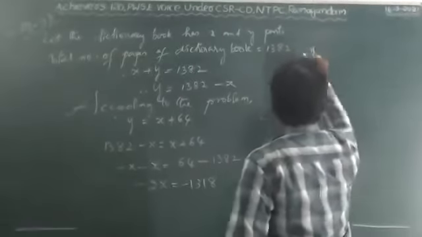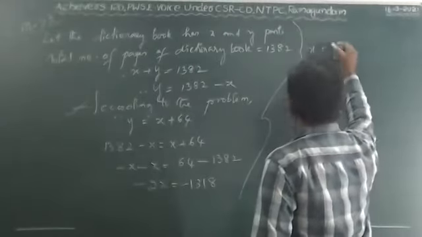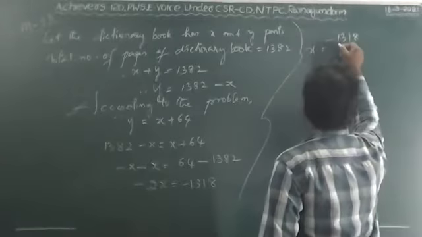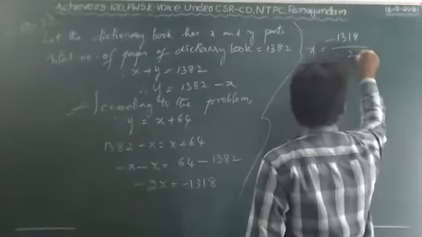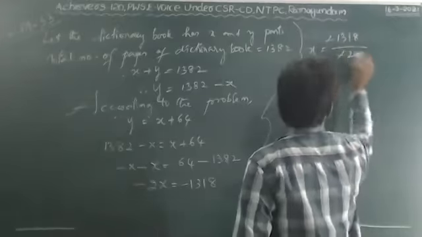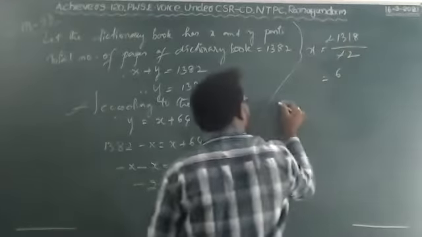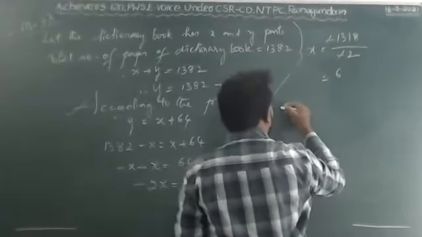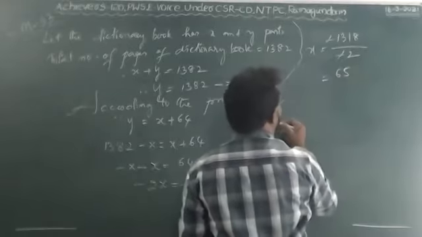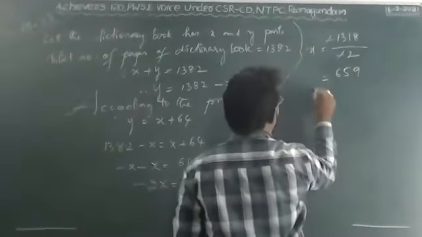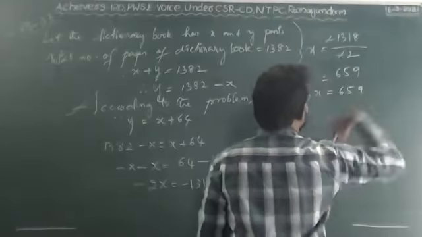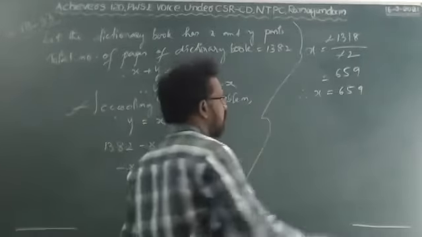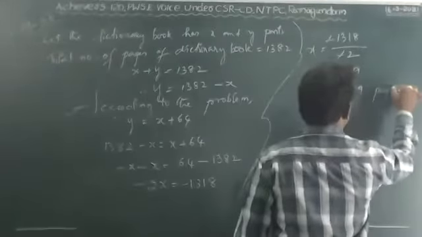Yes, x is equal to what? x is equal to minus 1318 divided by minus 2. Minus minus get cancelled. 2 ones are 2, 2 sixes are 12. 1 left, 11. 2 fives are 10. 1 left, 9. So therefore x is equal to 659 pages.